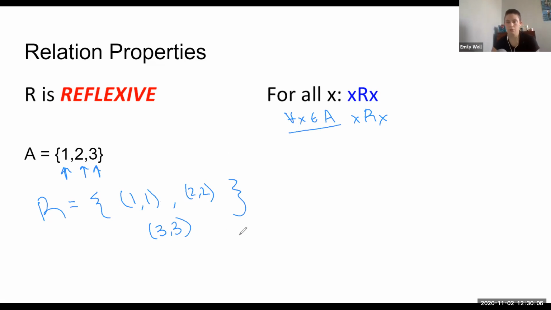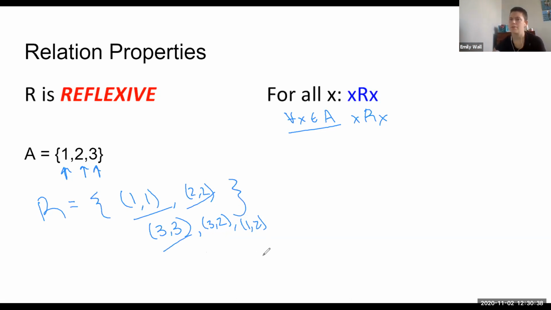So now if we add 3, 3 into R, this relation is reflexive. And this relation is reflexive no matter what else we stick in here. So I could add in 3, 2, I could add in 1, 2. This is now a new relation. We could evaluate, is this relation a function? We could ask, is it reflexive? We could ask other things, but it is reflexive because it has these 3 pairs in it.